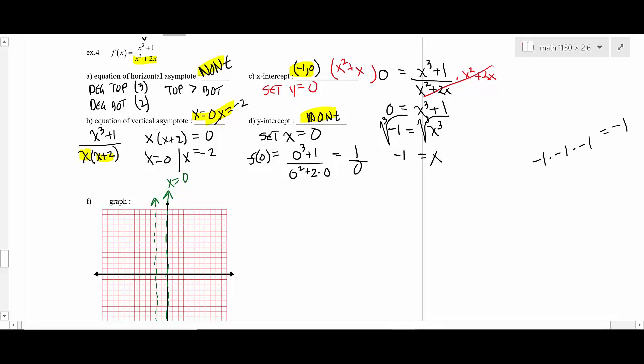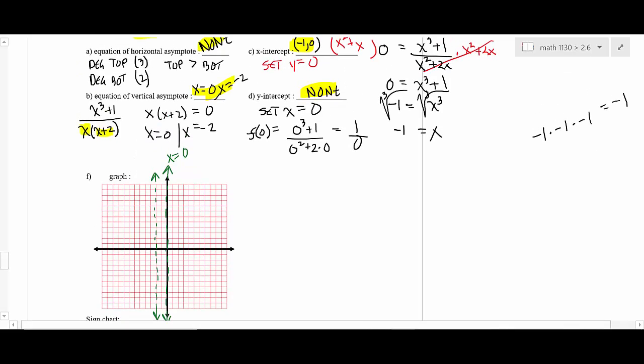If you're looking at horizontal asymptotes, you have to look at the degree of the numerator and denominator like we learned. Vertical asymptote, you're looking at what makes the denominator 0. And that's the way you always do an x and y intercept. Okay? So here's what we're going to do next. We have to actually find the slant asymptote on this one. Let me show you how to do the slant asymptote.